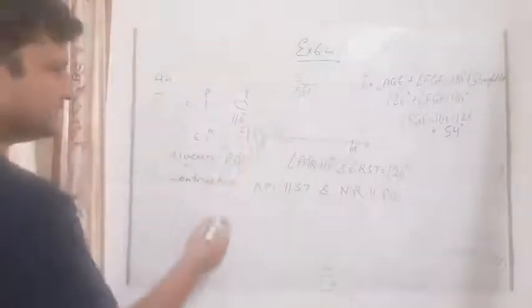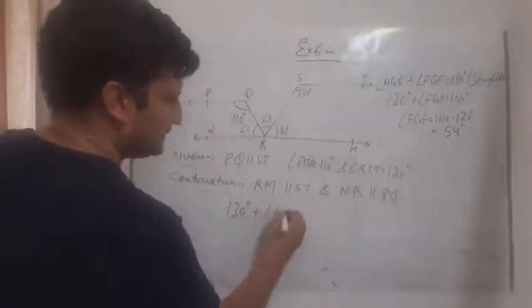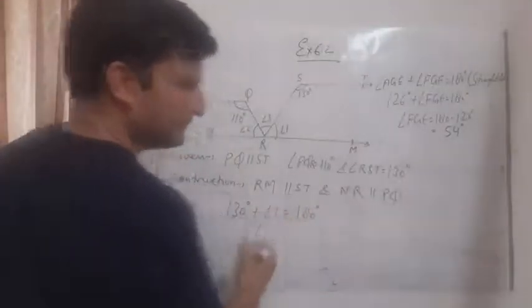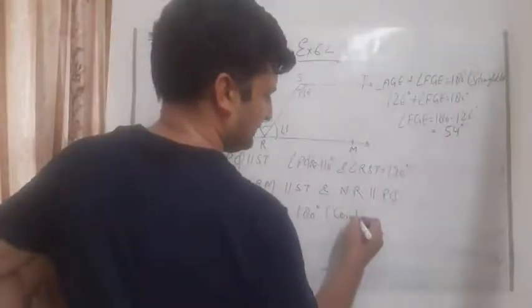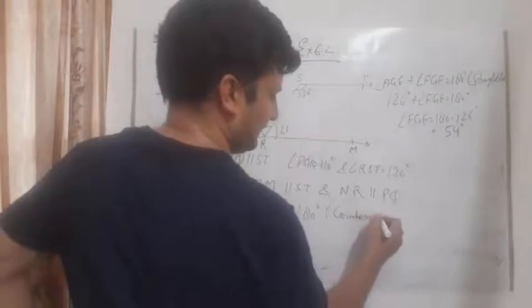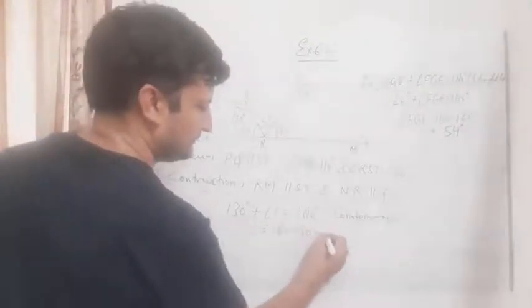So we can say that these two lines are parallel to each other. It means 130 degrees plus angle 1 is equal to 180 degrees. These are called co-interior angles. So angle 1 is equal to 180 minus 130, that is 50 degrees. This angle is 50 degrees.